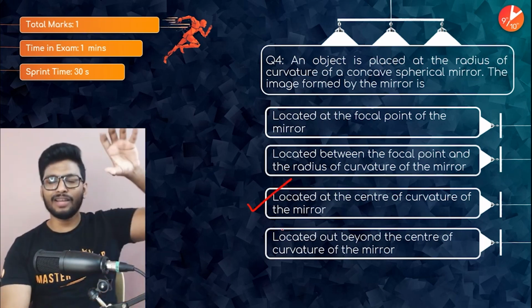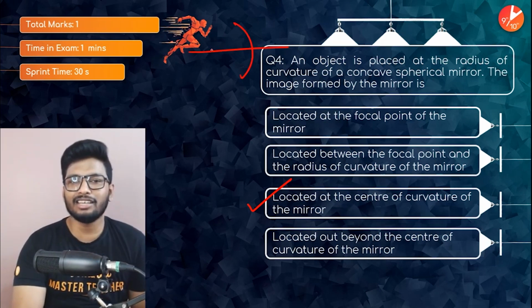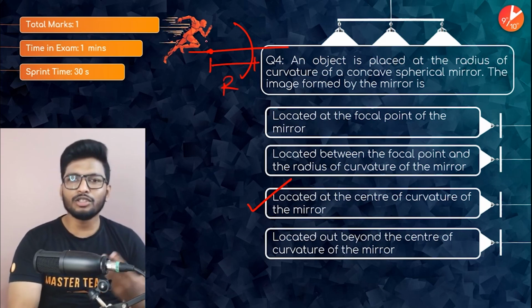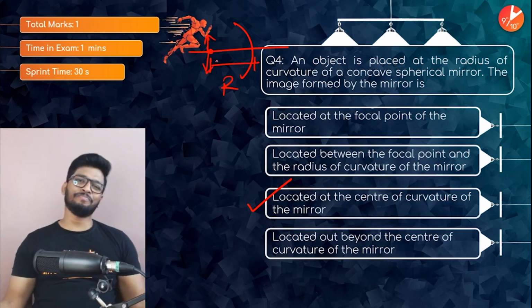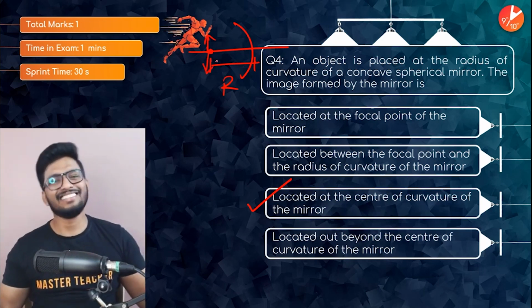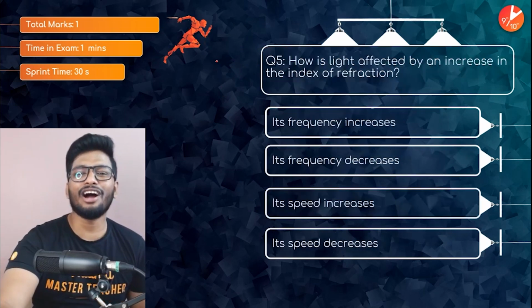Because if an object is placed exactly at the radius of curvature, that means that the object is placed exactly at the center of curvature. That is what it means. The distance from the center of curvature to the pole is nothing but the radius of curvature. So if the object is placed at the center of curvature, the image will also be formed at the center of curvature. What an easy question, isn't it? Like I told you, fourth question, done and dusted. Moving on to the fifth one, guys.